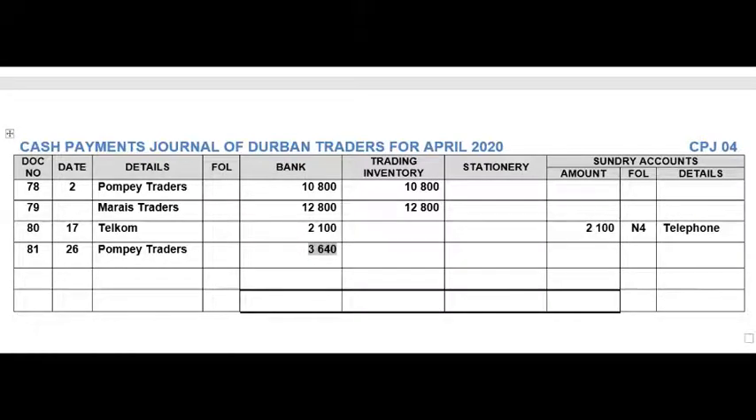But we bought two different types of things. So 240 Rand will go to stationery, and the other 3,400 Rand will go to office furniture, because a table and a chair constitutes office furniture.